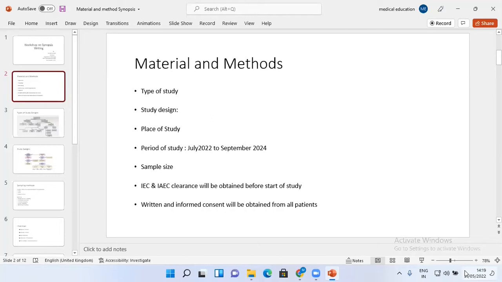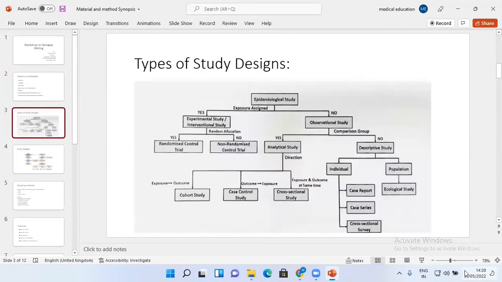You also have to mention that ethical clearance will be taken before the start of the study, and written informed consent will be obtained from all the patients. These two sentences are a must, and not only the sentences, the informed consent form also you are supposed to attach. In pediatric patients, you have to attach the assent forms also. Okay. So these are the study designs.